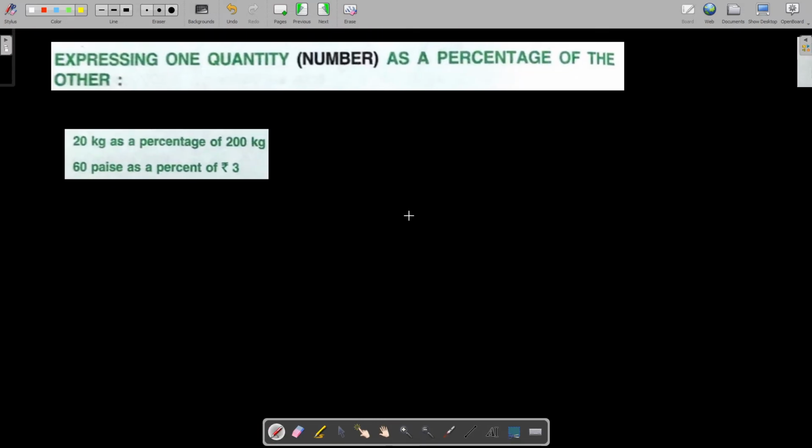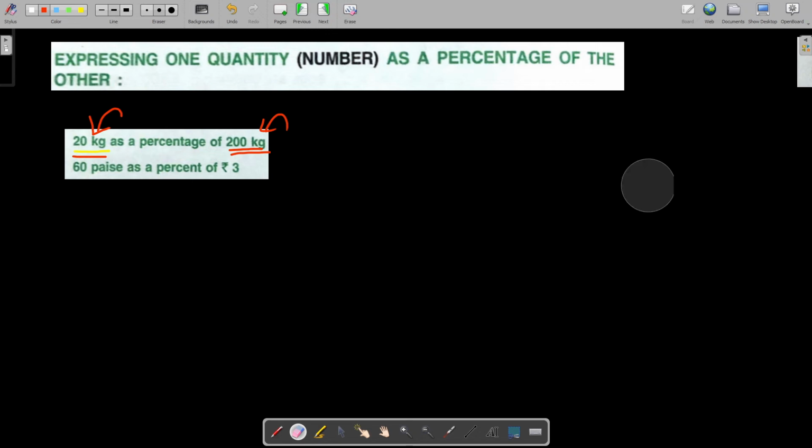Expressing one quantity as a percentage of another. This is very interesting. You have to express 20 kg as a percentage of 200 kg. The first thing you need to remember is that you can only convert one quantity as a percentage of another if they have the same units. You cannot convert 20 grams as a percentage of 200 kg. First thing that you will have to do is either you make both of them in grams or you convert the gram into kg.